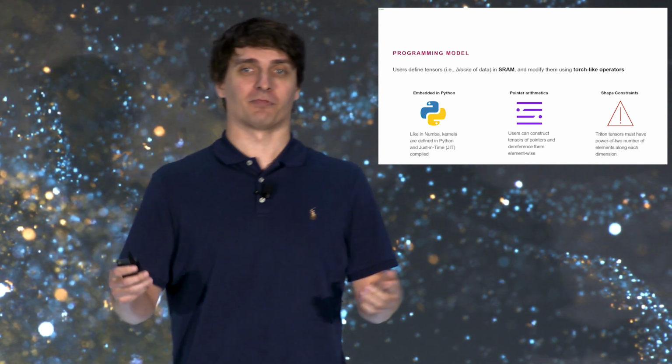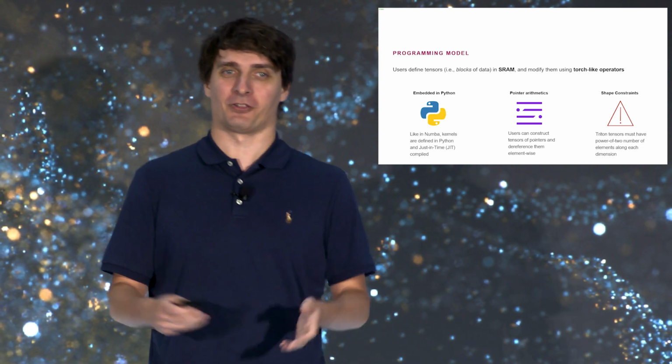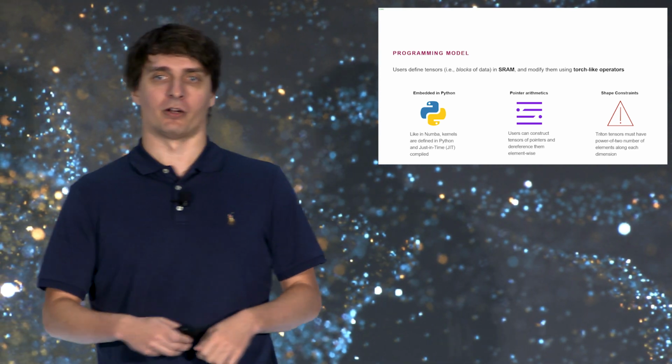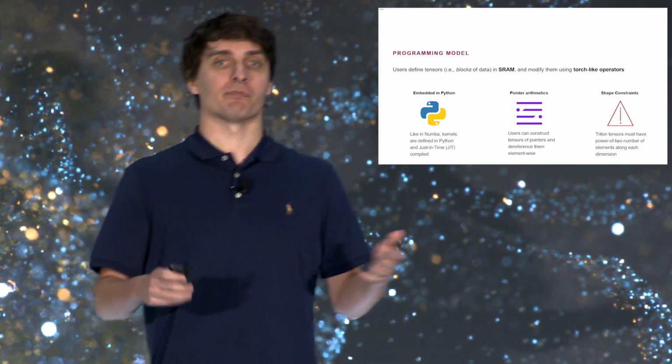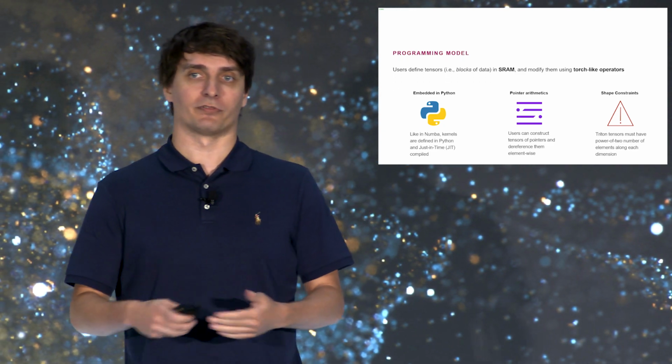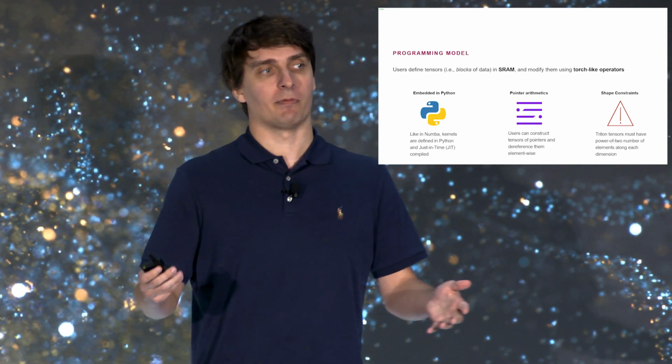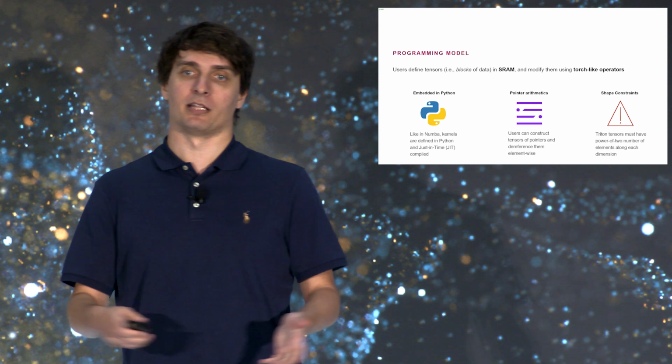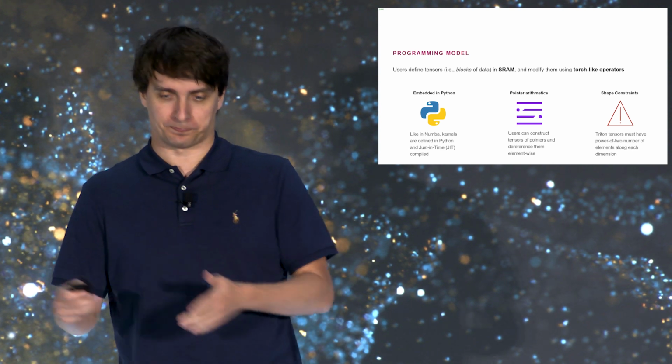When you're using Torch and you write your Torch tensors, one thing you may have noticed is you cannot have tensors of pointers. It's just not a thing in Torch. But obviously in Triton you need that, because if you want to access off-chip memory, since your tensors are only in the SRAM, you're going to want tensors of pointers that point to the off-chip memory, dereference them, and bring the data this way to the chip.